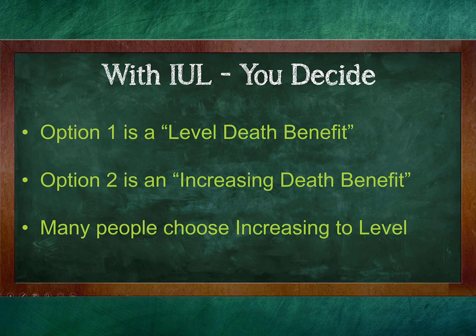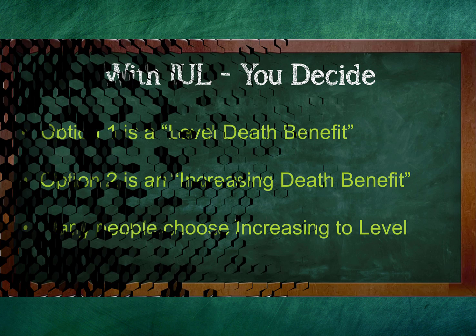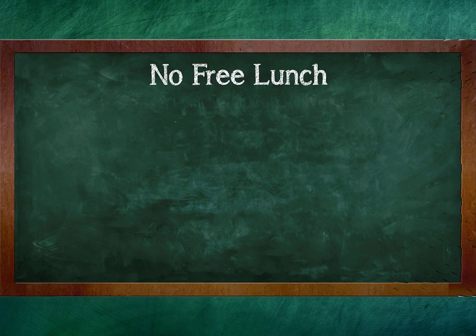Now, many people choose increasing to level, so option 2 to option 1. They do increasing while they're paying premiums, and then they choose level. They flatten the death benefit when they're done paying premiums, and some people even reduce the death benefit to the lowest possible amount after the 7th year. Why? Because there's no free lunch. You know this in life. Why would it be any different with insurance?